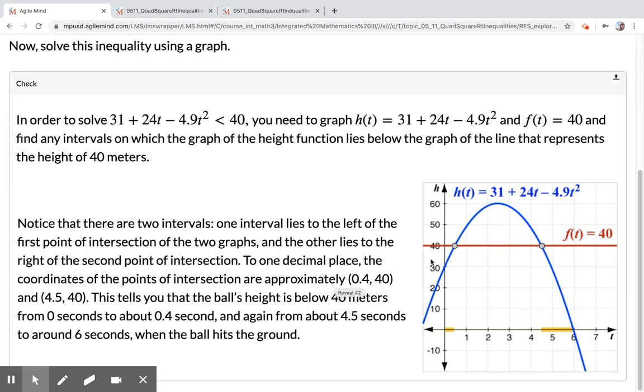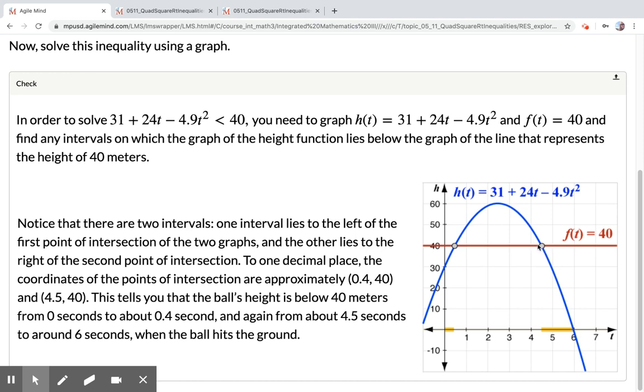So I did that. It looks like it was equal, and again, I had to use Desmos to get exact numbers there. I did use Desmos, and it looks like it was equal at about 0.4 and at about 4.5.